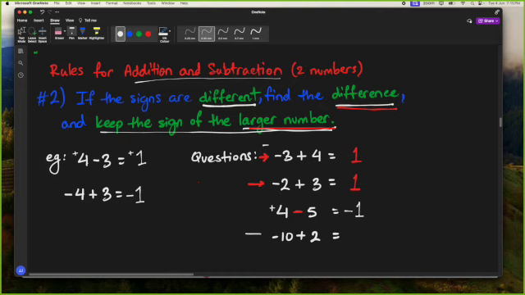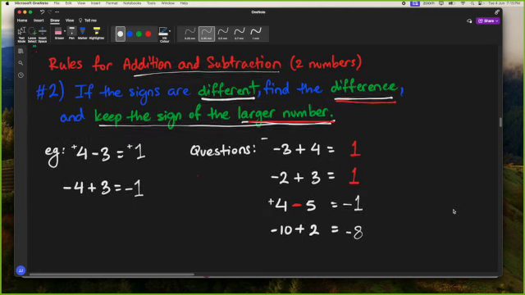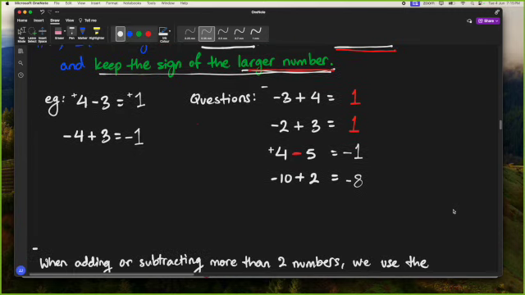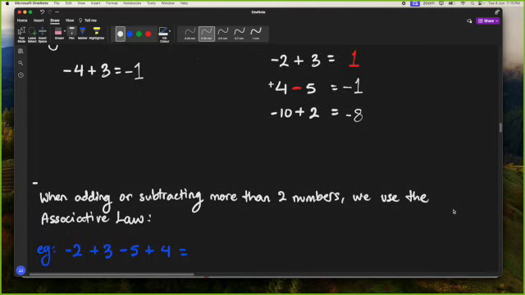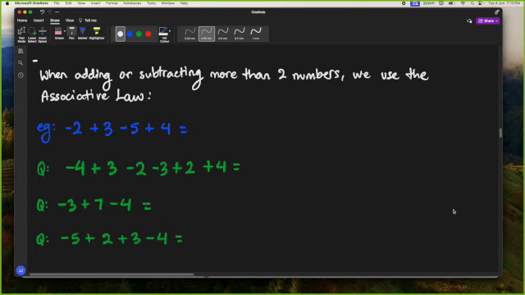Let me see this last one. Brianna, you there? Give me this last one. Negative 8, like a boss. You can see the signs are different. So the difference between 10 and 2 is 8, and keep the sign of the larger number. Anybody still writing? These are just the rules for addition and subtraction. What about multiplication and division? We have to talk about that, but first we're talking about this.